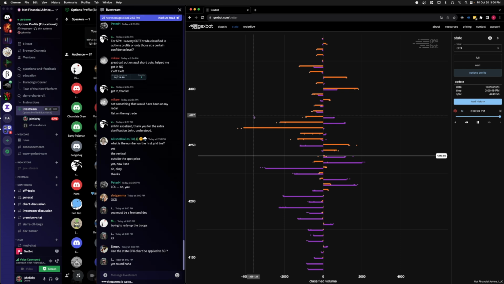Can the SPX chart be applied to SC? No, not right now, Simon. That is definitely on the agenda as well. Because that's the thing, right? Right now, you sign up for GexBot any tier, and you can have the classic levels on Sierra Chart, which is great. And those levels, the big levels, are still pretty similar.